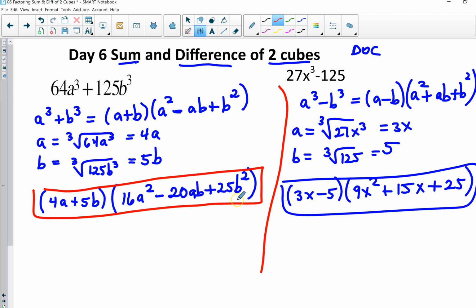Sometimes students want to factor that second trinomial further, but when you're applying the DOC and SOC formula, that trinomial piece is prime. Hope this helps.